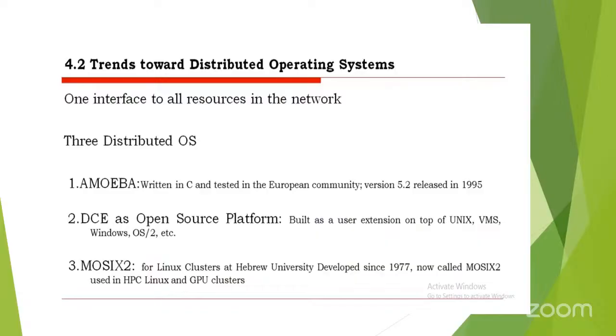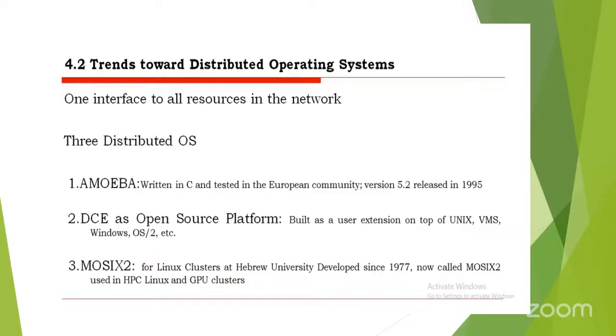And second one, DCE, distributed computing environment. Write down the DCE abbreviation: distributed computing environment, an open source platform. That is also one type of distributed operating system, which is built as a user extension on top of Unix, VMS, virtual machines, and Windows operating systems, and so on. Distributed computing environment, as an open platform, is one of the distributed operating systems.